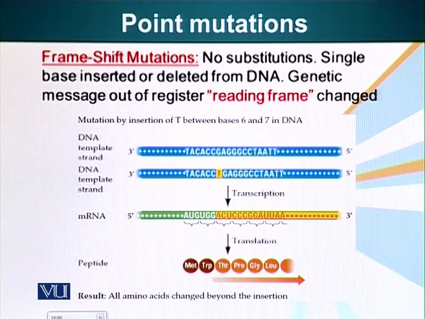The example here is a mutation by insertion of T between bases 6 and 7. So there is a T nucleotide inserted between bases 6 and 7. As we have seen, our reading frame is 3 nucleotides at a time. Here's a 3 nucleotide, here's a 3 nucleotide. So when we add an additional nucleotide, the whole sense of this message is altered. All the amino acids which will be subsequently added during protein synthesis will be different from the ones which were supposed to be in the wild type or normal protein. So these are the frame shift mutations.